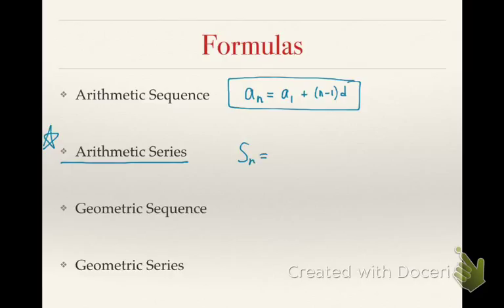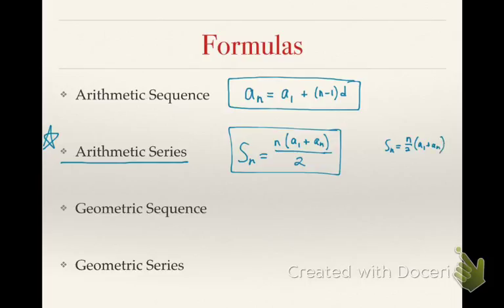The series, which is just the sum of values in a sequence, for arithmetic is going to be taking the number of terms that you have in the sequence that you're adding together, multiplying it by the sum of the first and the last term in your sequence, divided by 2. Now your teacher might have written it in a different form, such as n over 2, parentheses, a1 plus an. They're equivalent. There might be other equivalent forms as well, but both are acceptable.